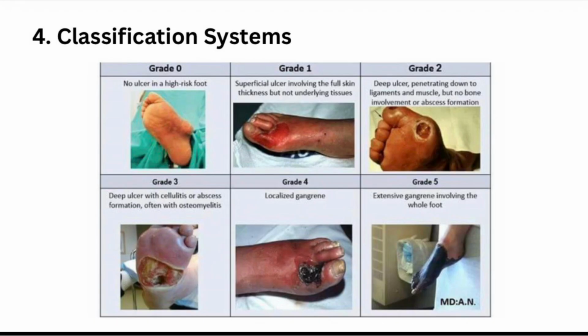Finally, classification systems are used to assess severity and guide management. The Wagner classification is commonly used. Grade 0 indicates a high-risk foot without ulcer. Grade 1 is a superficial ulcer. Grade 2 is a deep ulcer extending to ligaments or muscle. Grade 3 involves deep infection or osteomyelitis. Grade 4 indicates localized gangrene, and Grade 5 represents extensive gangrene involving the whole foot.